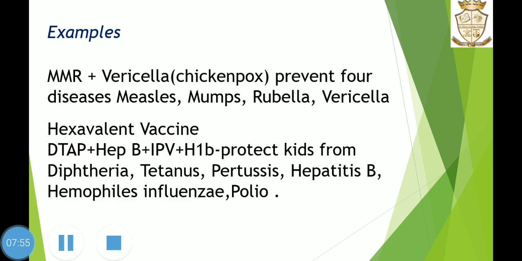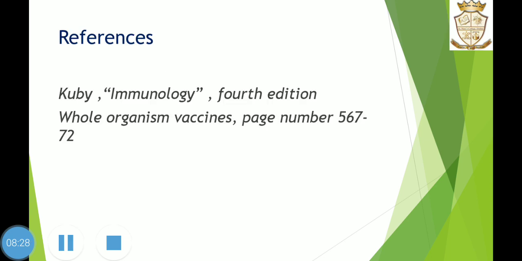So this is all about whole organism vaccines. First, we saw the viral and bacterial vaccines. Next, the parasitic vaccines for parasites. And finally, the combination vaccines, which consist of more organisms in a single vaccine, or defend against more than one disease. So that's all about whole organism vaccines.